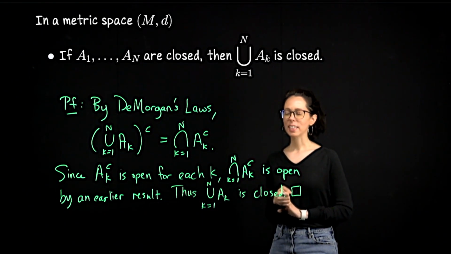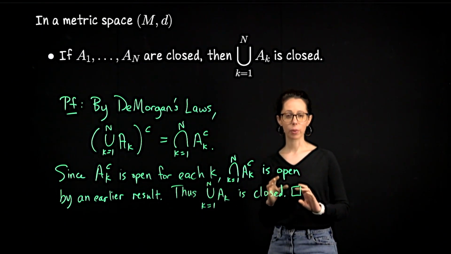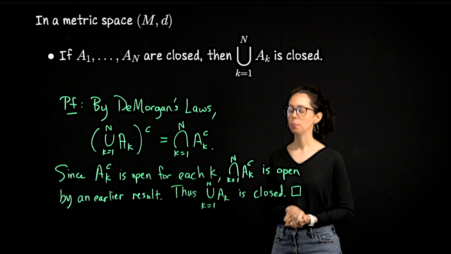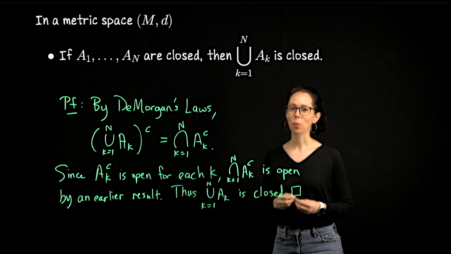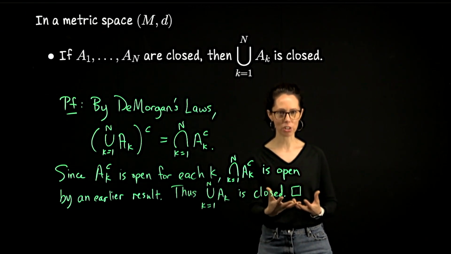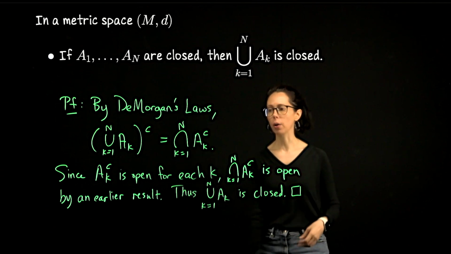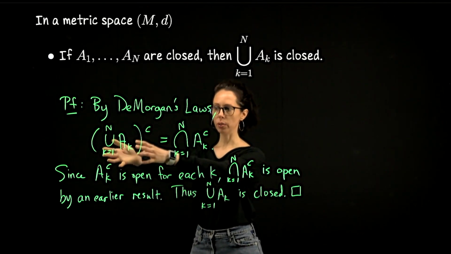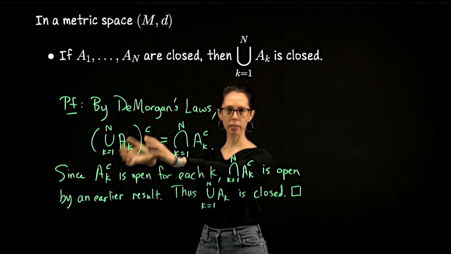I didn't use De Morgan's laws when we looked at the earlier statement, because for some reason, when students learn De Morgan's laws, they don't always learn the infinite version of it, which is what we would have needed a moment ago. This is just a finite union and the complement of a finite union.